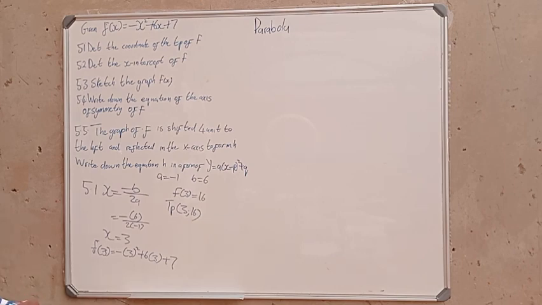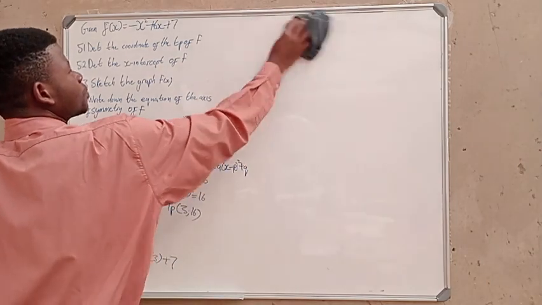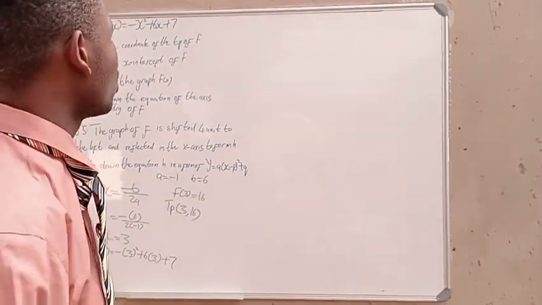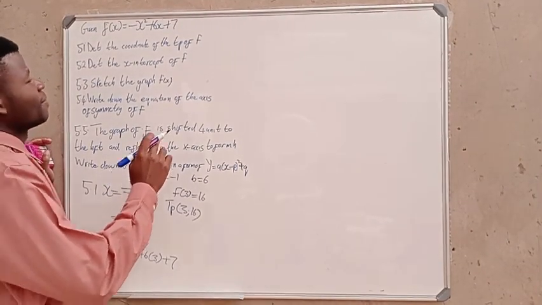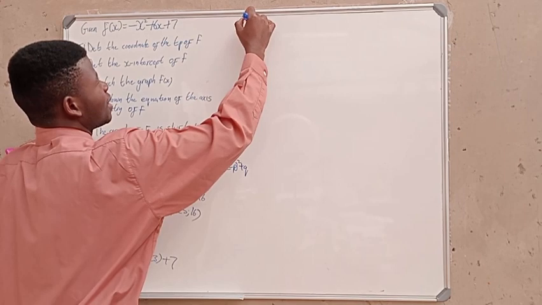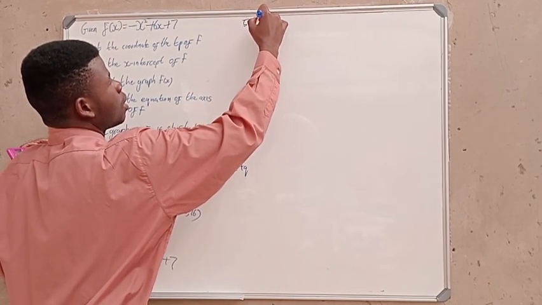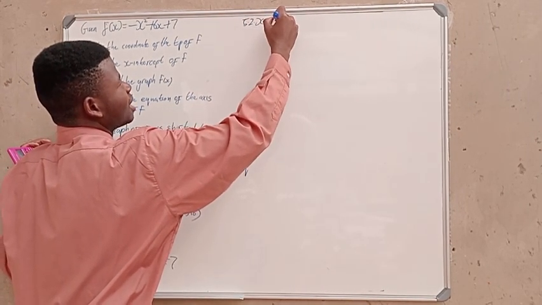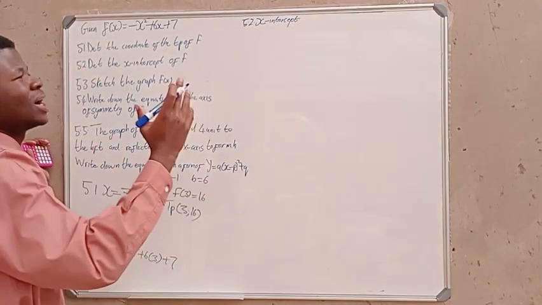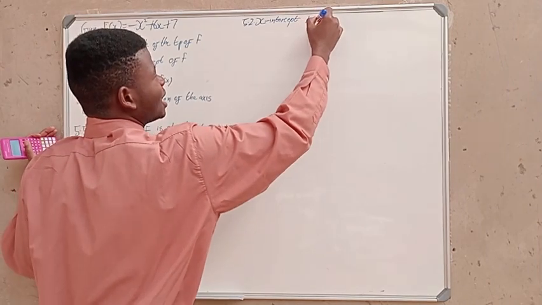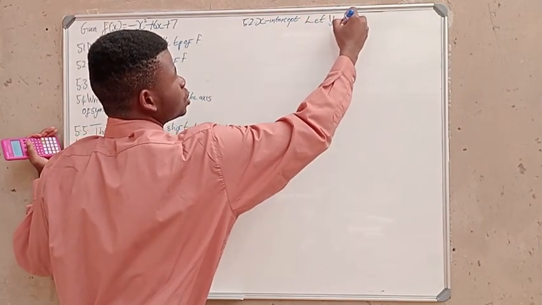So 5.2 says what? 5.2 says determine the x-intercept of f. Okay, so remember, guys, when you want the x-intercept for f, check 5.2, x-intercept. If you want the x-intercept, you're going to do what? Let y equal to 0.